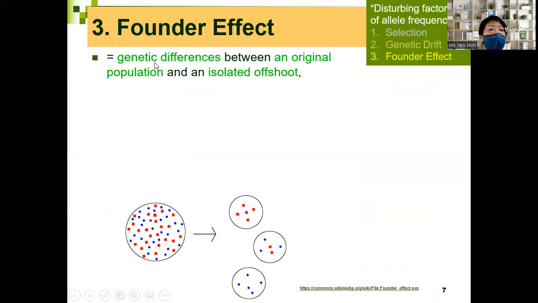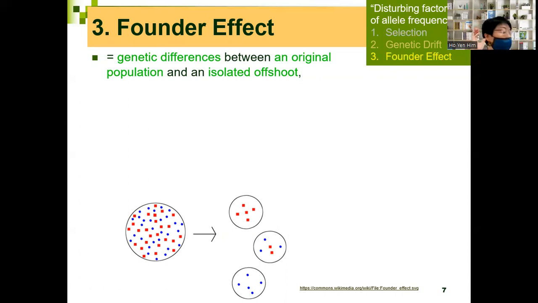Founder effect is the genetic differences between original population and isolated offshoot. So these 3 populations are small populations. They have actually been separated from the original parental population because of some events. So they become isolated from the original, so isolated offshoot. There are genetic differences between this and this because it's by random who separate. So all of them you see are from the original, but their allele frequencies are all different. So that illustrates founder effect.